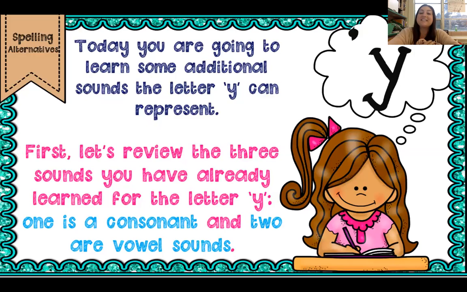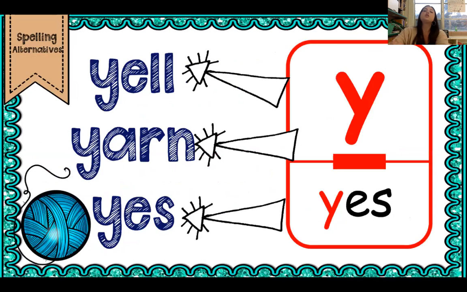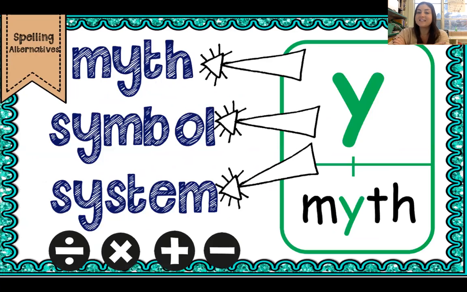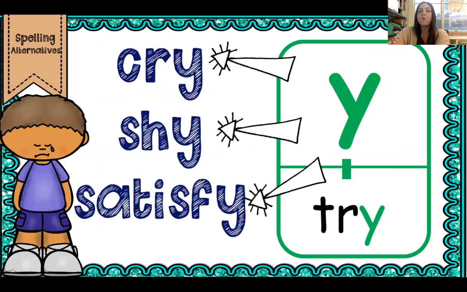All right, so today we're going to be learning some additional sounds to the letter Y. The letter Y can make a bunch of different sounds. So let's review the 3 sounds we've already learned for Y. 1 is a consonant and 2 are vowel sounds. Y can say Y, like yell, yarn, yes. Y can say I, like myth, symbol, system. And Y can say I, like cry, shy, satisfy.